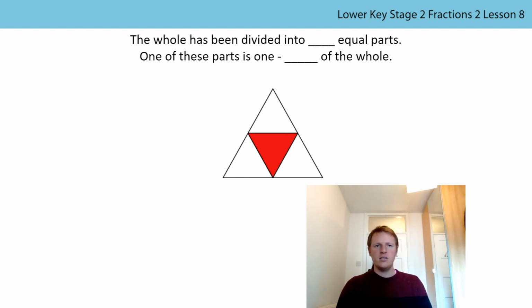Let's say the sentence. The whole has been divided into 4 equal parts. One of these parts is 1/4 of the whole. Our numerator is 1. One of those parts is red. Our denominator is 4 because there are 4 equal parts.